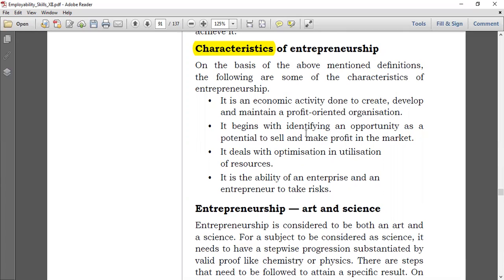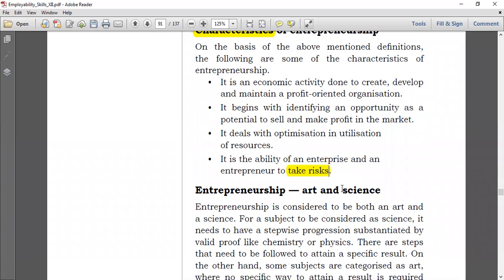It is the ability of an enterprise and an entrepreneur to take risk. Now the risk factor is again very important whenever you start up a business. So risk लेना पड़ता है, right? Sometimes you have to invest. You may not be clear whether you are going to get profit or not, but still you have to invest. So that is a risk, right? So risk is to be taken by the enterprise or the entrepreneur. Fine.